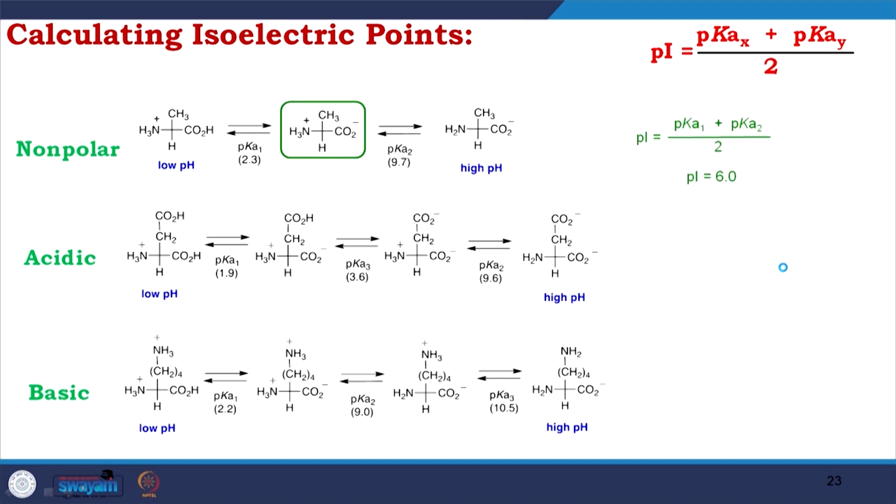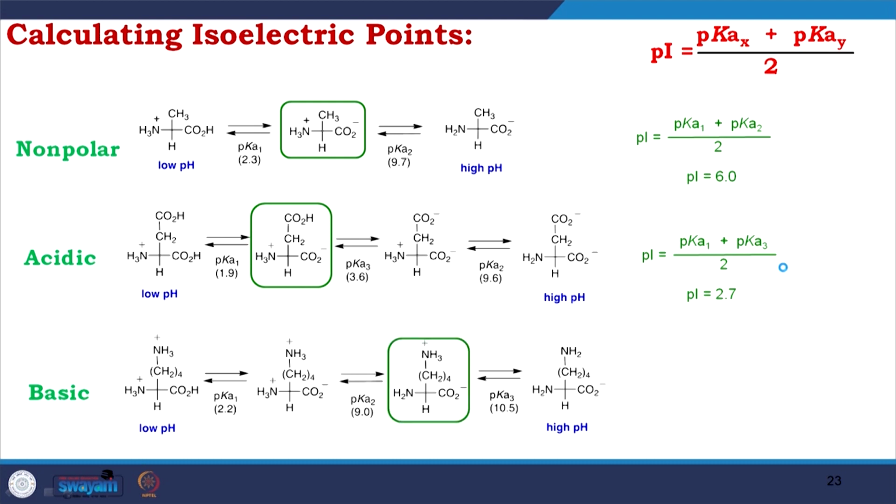Here it is 2.3 plus 9.7 divided by 2, which is 6. Whereas for an acidic molecule which has an acid group, it becomes zwitterionic at low pH and at high pH it has 2 negative charges. So, here the pI is calculated with pK1 and pK3, and you get 1.9 plus 3.6, which is 5.4 divided by 2, which is 2.7. Basic ones form positive ions at low pH, because 2 NH2 become 2 NH3 plus. So, the formula is pK2 plus pK3 divided by 2. So, 9 plus 10.5, which is 19.5 divided by 2, which is 9.75.